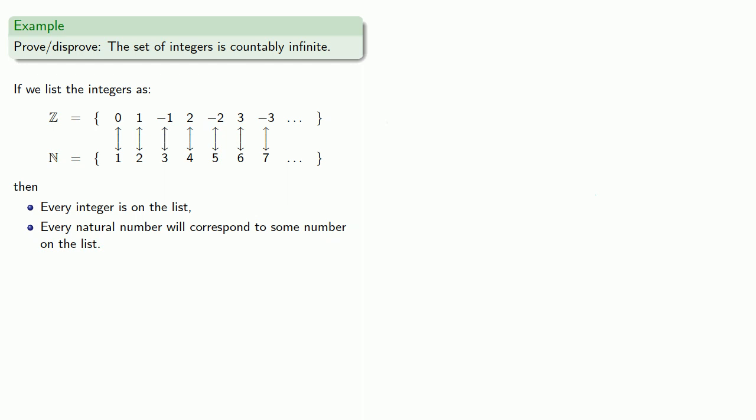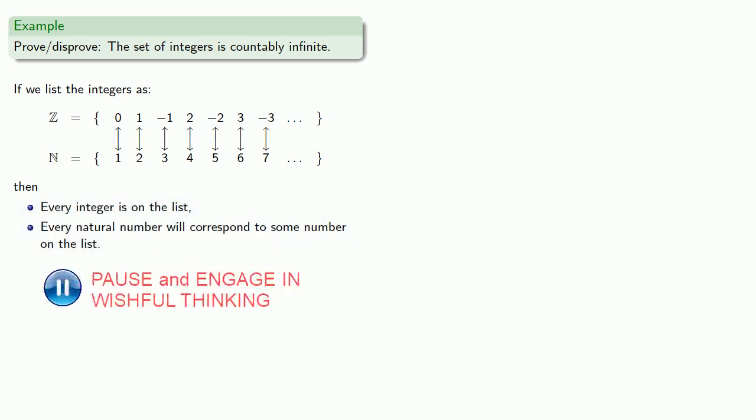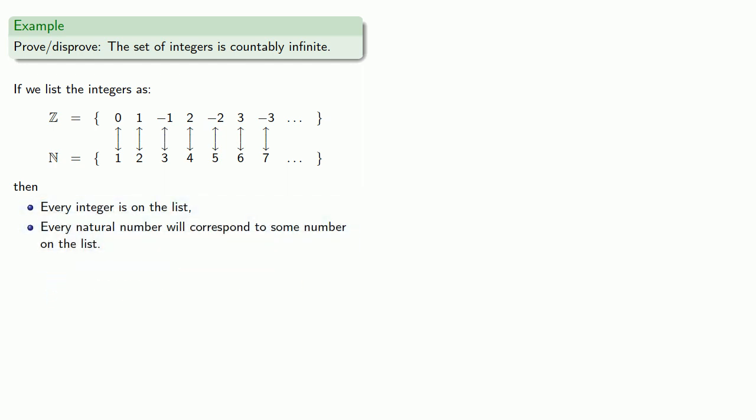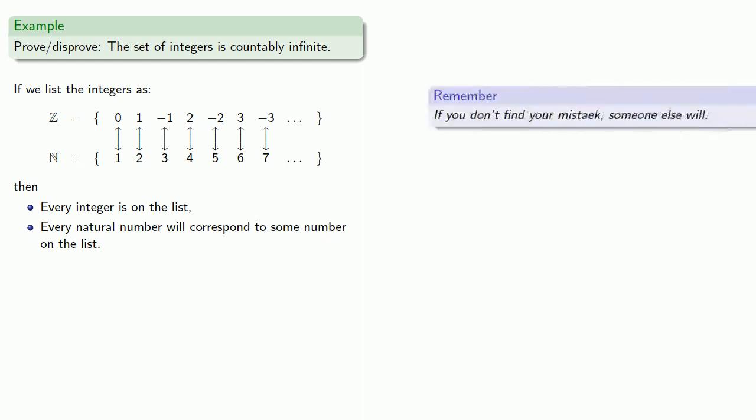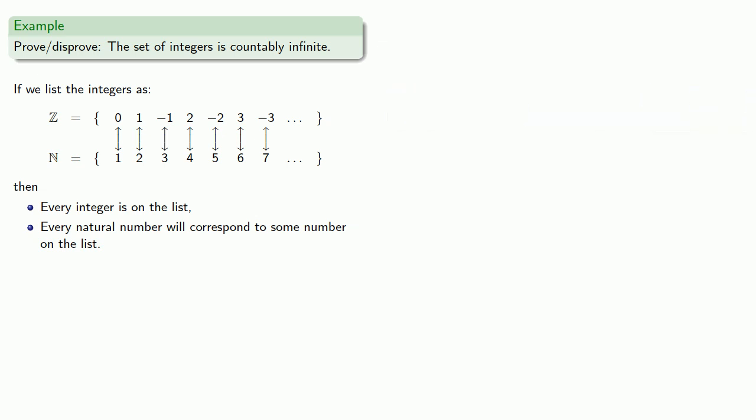Now, here's an important idea. We can make these claims, and if they happen to be true, we're in good shape. But before we move on, we'll want to make sure that these are really true. Because remember, if you don't find your mistake, someone else will. So you'll want to check over your work very, very carefully to make sure you haven't made any mistakes. So we claim every integer is on the list. And so the question you should ask yourself is, can you think of an integer that isn't on the list?